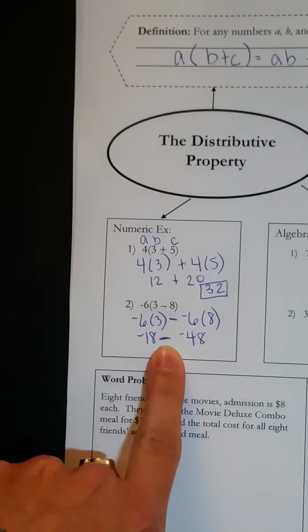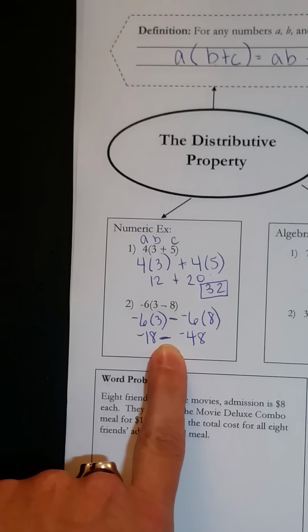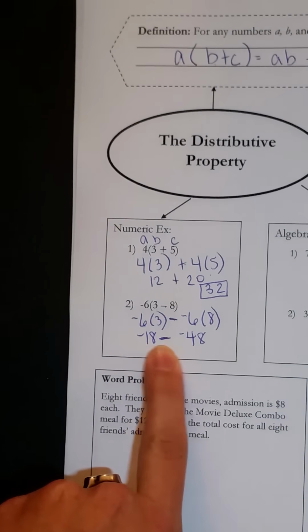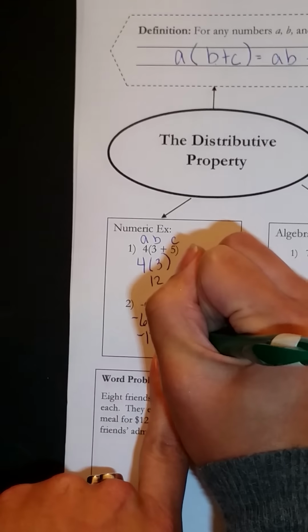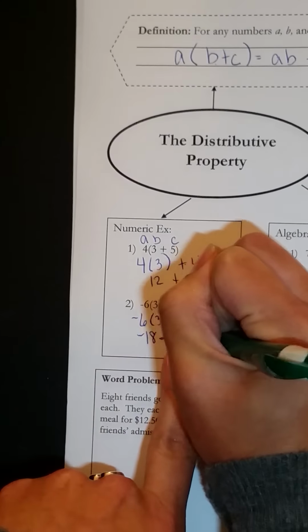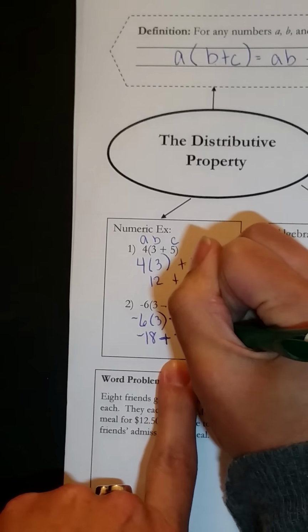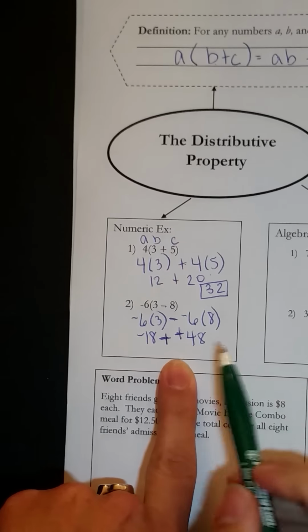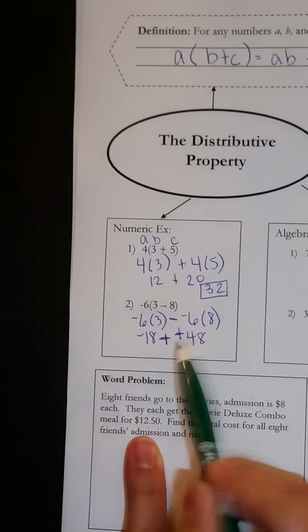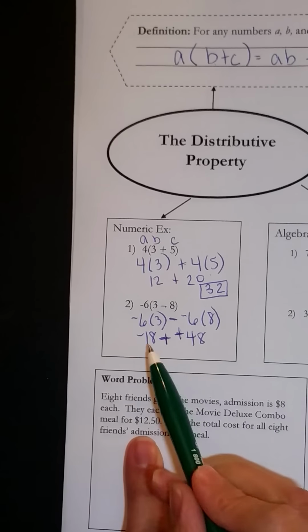Now this is a subtraction problem, right? Well, this is where you would want to use your KFC, which you keep your first sign the same, flip this subtraction to addition, and change the sign of the second number. So that negative is now going to become a positive. So now I've got negative 18 plus positive 48, which my signs are different.